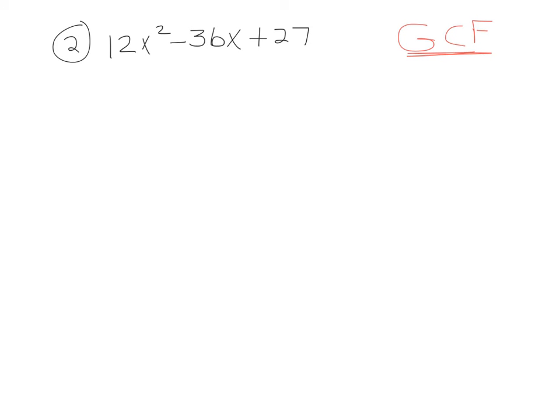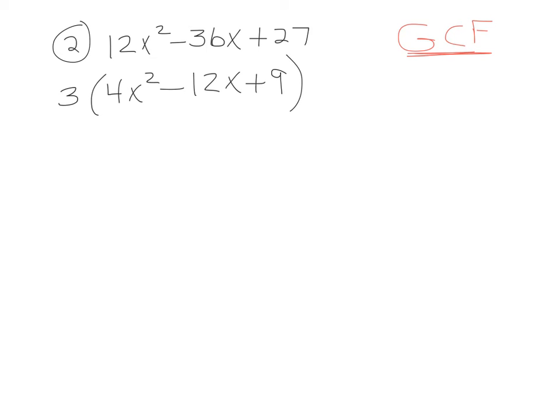All right, number 2. This should be our last one. Let's go with 12x squared minus 36x plus 27. Okay, if you look carefully enough, there's a GCF in this trinomial. So we're supposed to always look for that first. And there is a GCF. And I believe the GCF is 3. So we'll factor out a 3, which means divide by 3. We get 4x squared minus 12x plus 9.